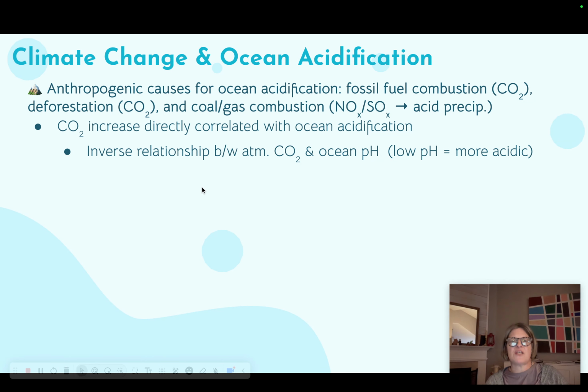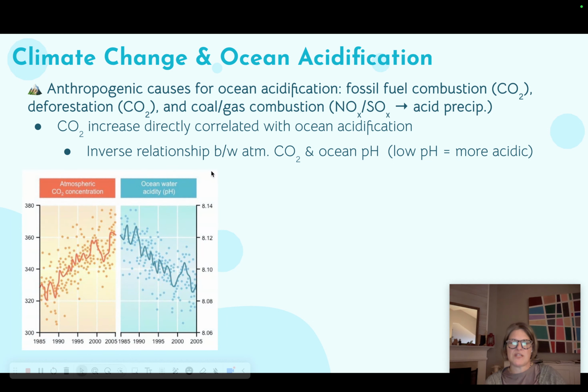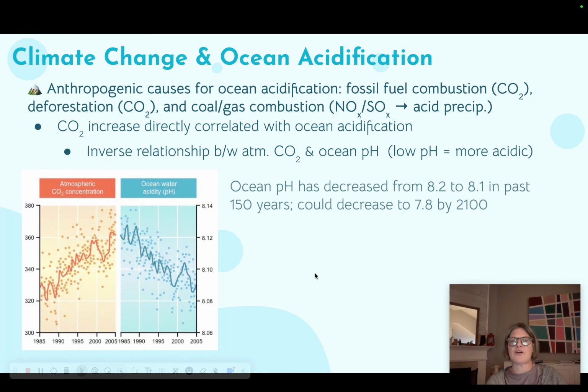There's an inverse relationship between the amount of atmospheric CO2 and ocean pH. So as the amount of atmospheric CO2 increases, the pH of the ocean water actually decreases, or you could say there's a direct relationship with the acidity of the water, where it's becoming more and more acidic. But with pH, we just say that it's an inverse relationship. The pH becomes lower, which in turn is more acidic. So here's what the graph would look like if we were going to look at a graph of that.